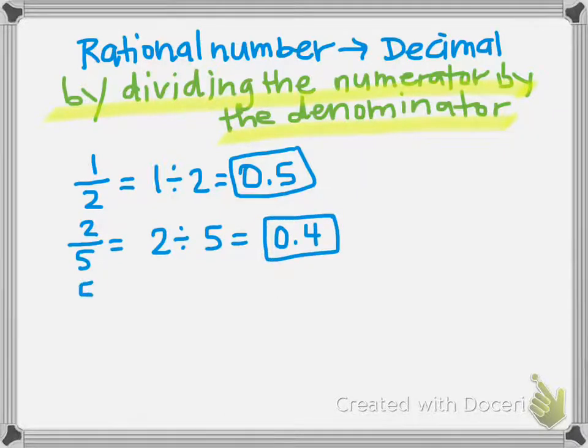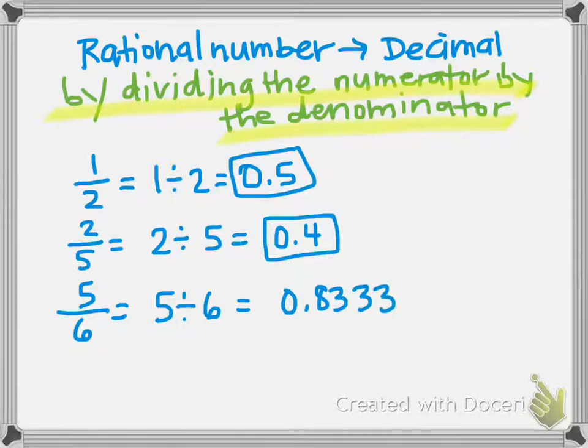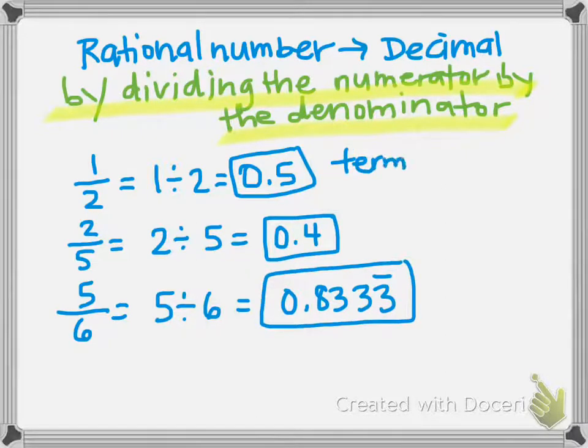If you have 5/6, that's 5 divided by 6, which gives you a repeating decimal, 0.8333. And you put a bar over the 3 because it continues going. These are terminating decimals. That's because they end. And this is a repeating decimal because it doesn't end.